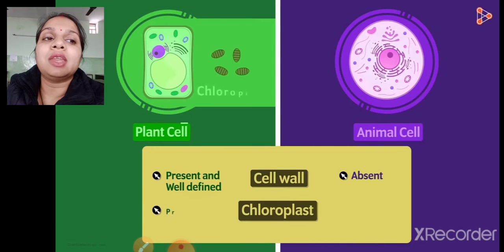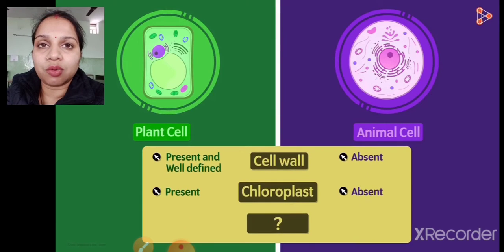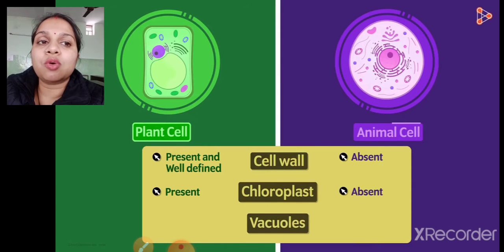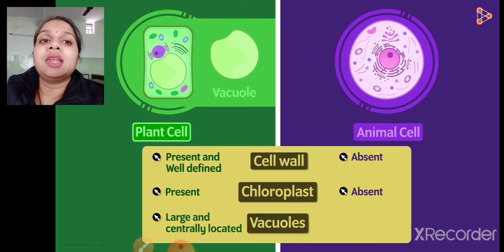But in the case of animal cells, animals do not need any rigidity, so in the animal cell the cell wall is absent. Chloroplast is present in the plant cell because plants are capable of making their own food, but animals are not able to make their own food, so in the animal cell, chloroplast is absent.